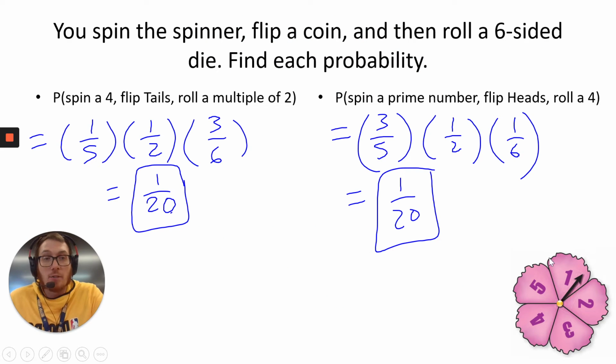Here's spin a spinner. So the spinner's over here. It's got 5 sides. Flip a coin, then roll a 6-sided die. So these are independent events. One does not affect the other. So we just find the probabilities individually and mash them together. So spin a 4, 1 out of 5, because one of the 5 numbers.